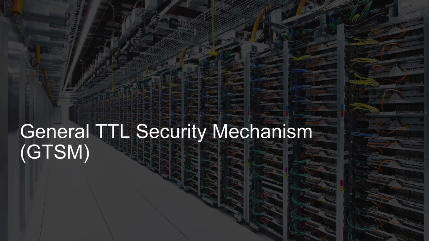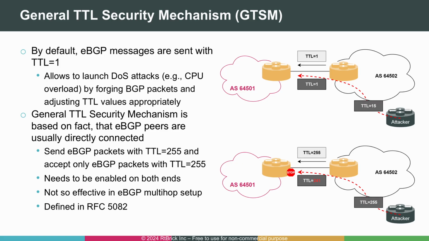Let's add another security concept to our toolbox. In this section, we'll briefly introduce the generalized TTL security mechanism. When you configure an external BGP session with a neighboring autonomous system, BGP messages are typically sent with a time-to-live value of 1. This is based on the assumption that eBGP peers are directly connected. If the eBGP peers are not directly connected, then eBGP multihop must be configured, which increases the TTL value to allow messages to traverse multiple hops.